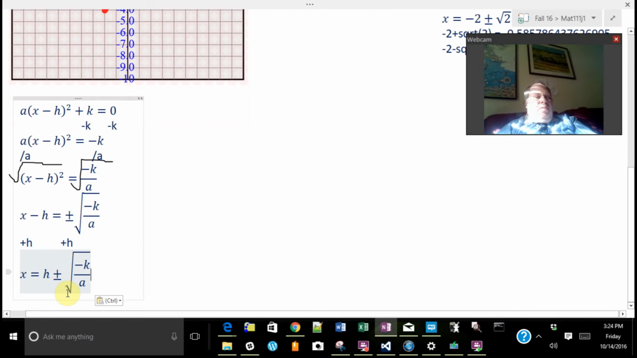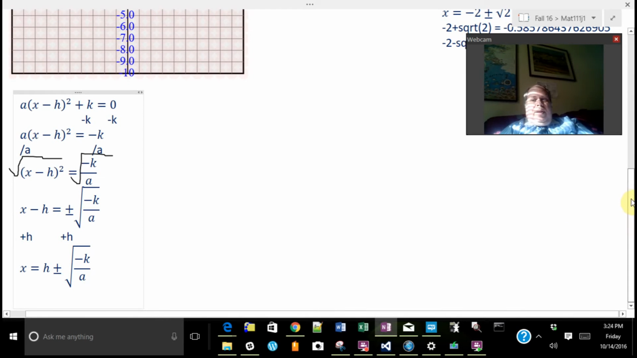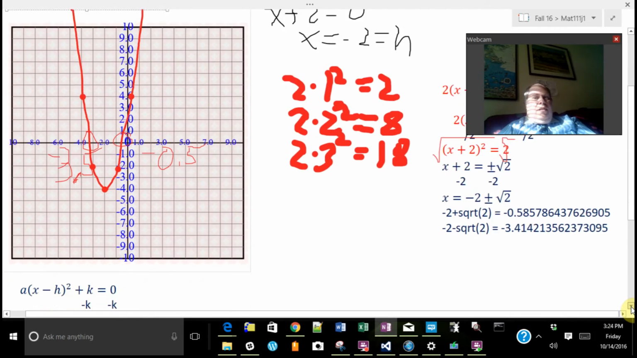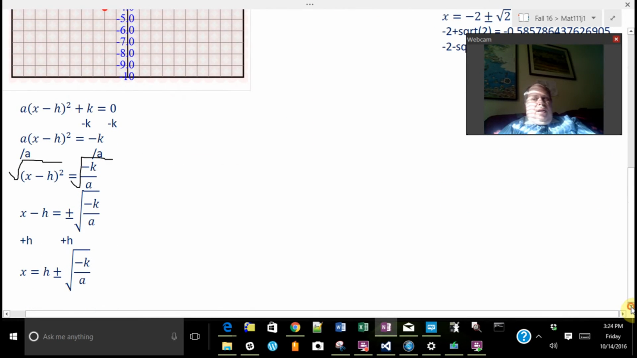A certain number of students will still get this wrong, but we can look at how this formula could have been used to solve the previous problem. Here, h was 2, and k was minus 4. I mean, h was minus 2, and k was minus 4. That's right, because when you have x plus something, that's like x minus minus. Right? Plus is minus minus.